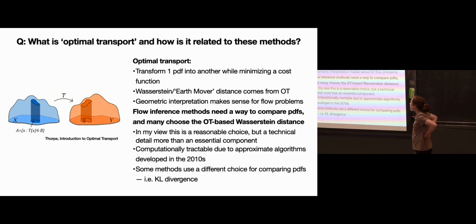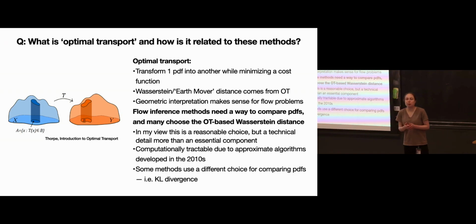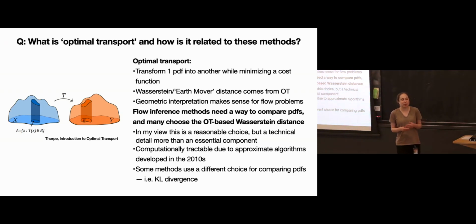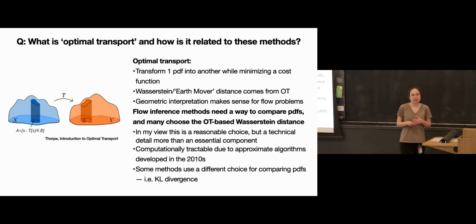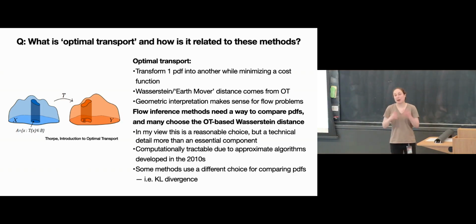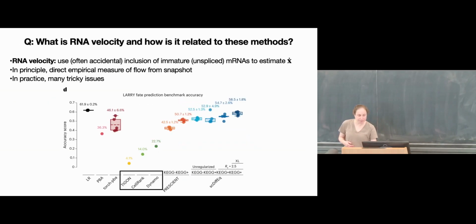All of these flow inference methods need a way to compare probability distributions, so this is a choice that makes sense. Personally, I don't think it's super essential. There are other ways of comparing probability distributions. Again, this one probably makes sense for this problem, but is it really so much better than using KL divergence or something else? I don't have a super strong or informed opinion about this, but that's a summary.